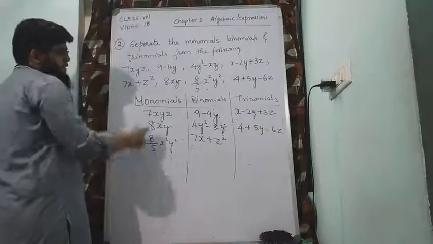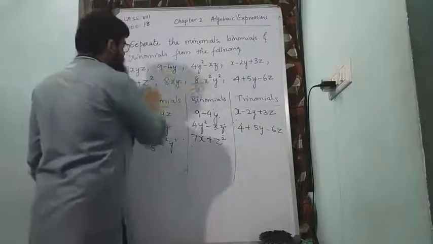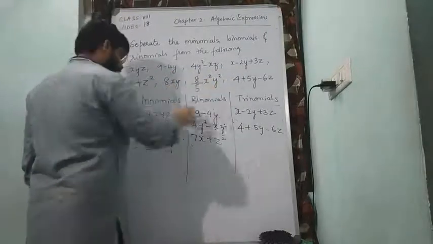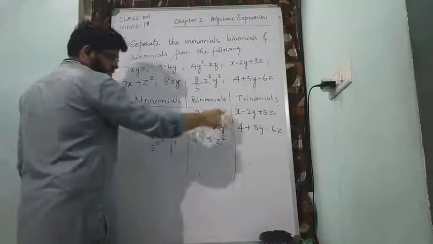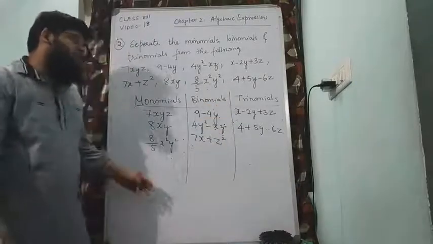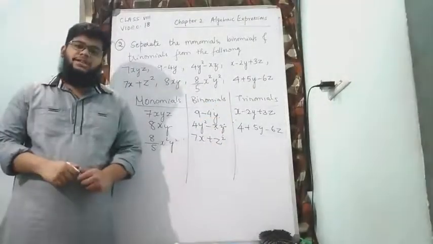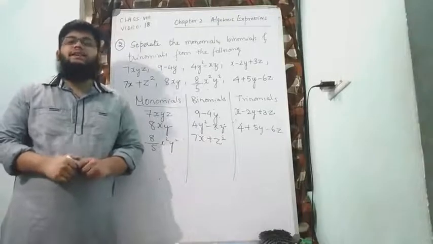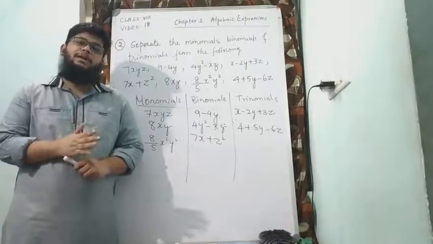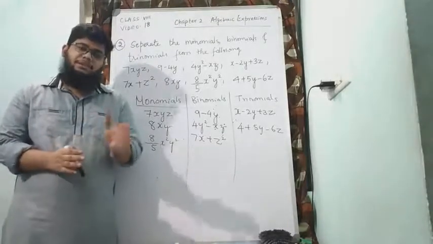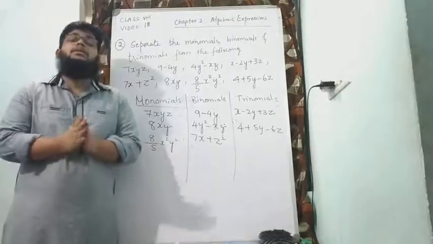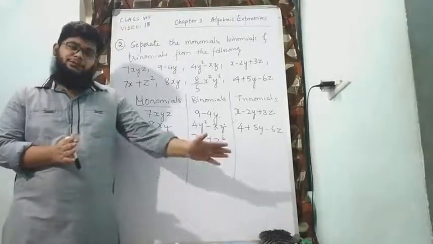So how many questions did we have? 1, 2, 3, 4, 5, 6, 7, 8. So we have separated all the monomials, binomials and trinomials. Please understand that only if the expression is separated by a plus or minus sign in between, then you will consider them as different terms.